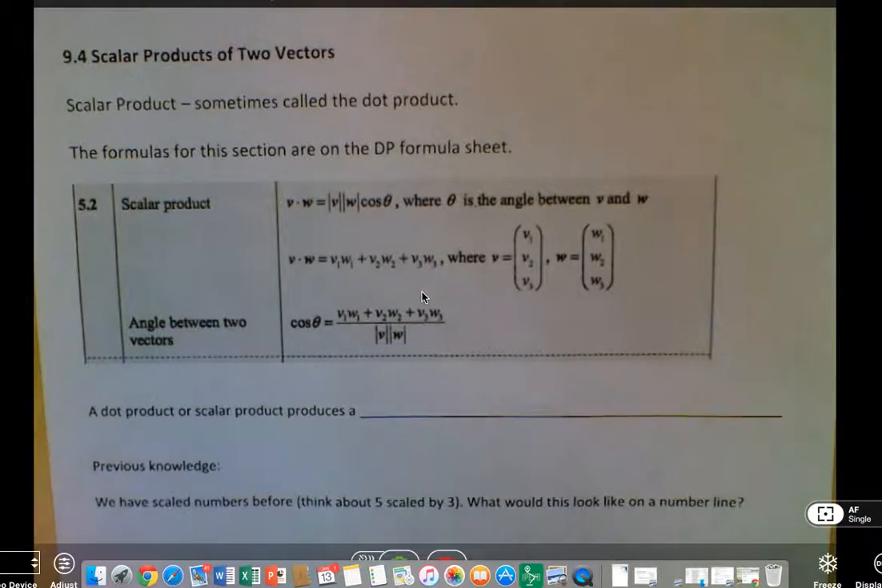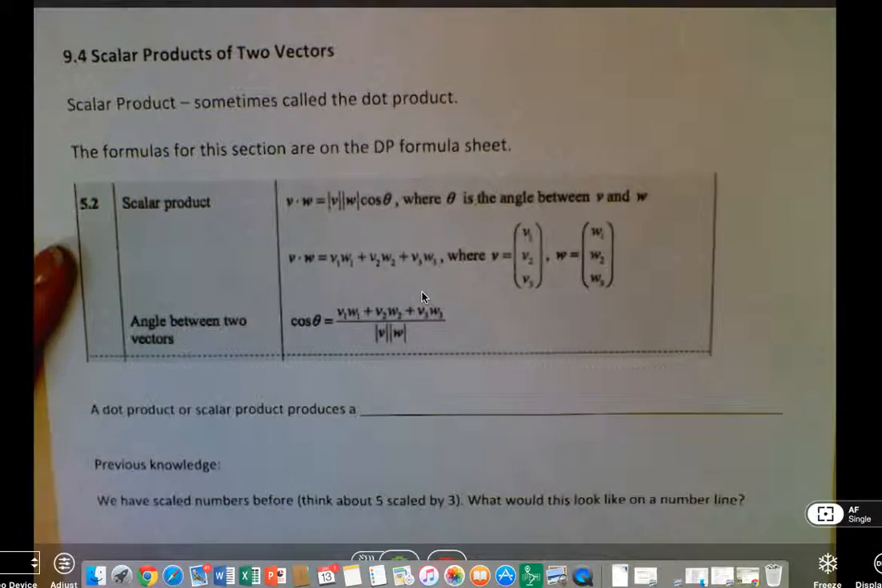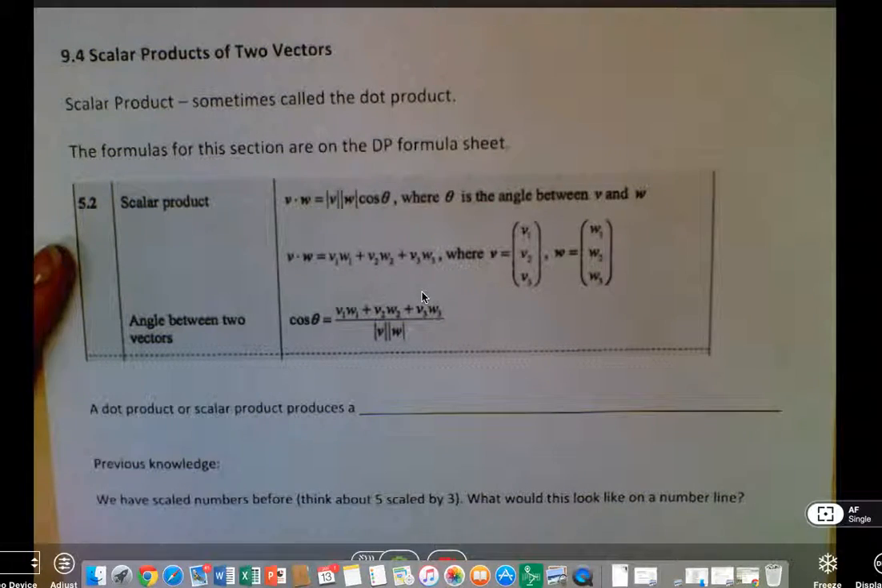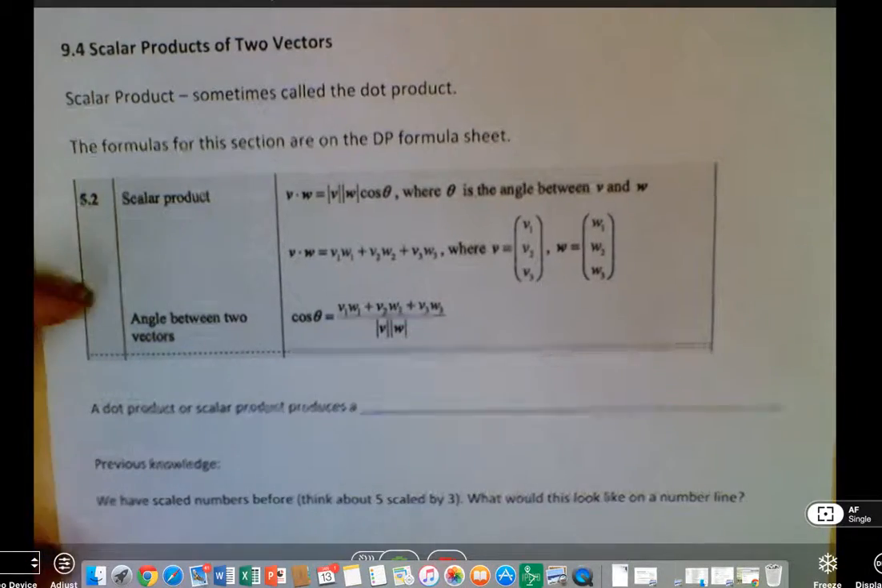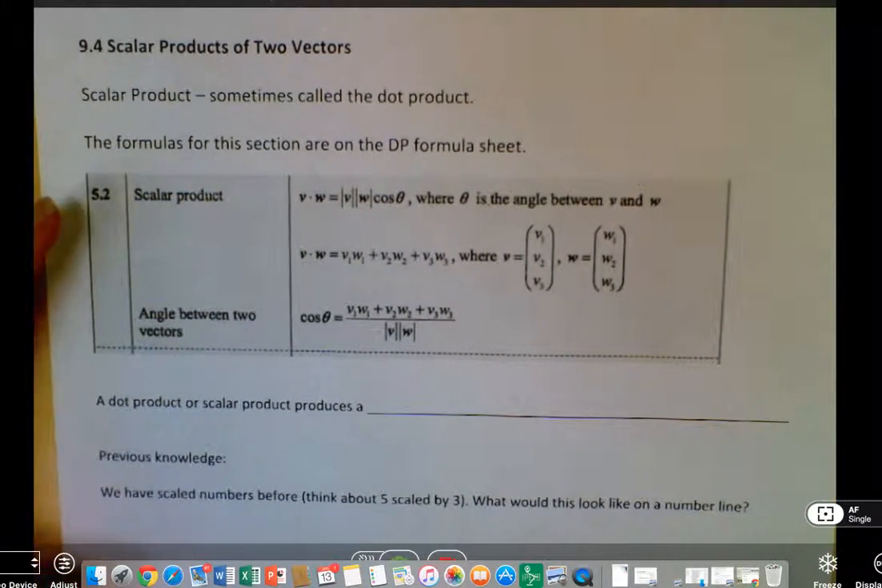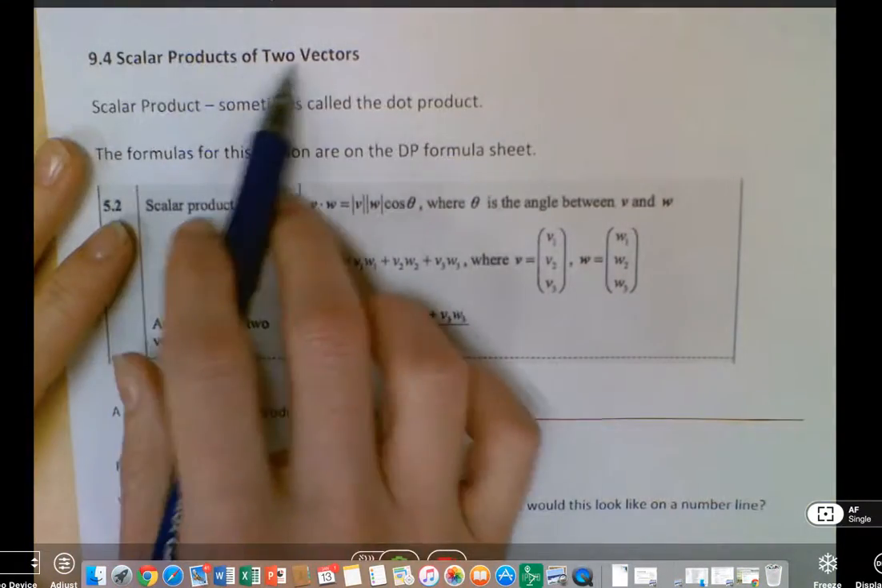9.4 is over scalar products of two vectors, and we're just going to go over this first section together because there's some connections I want you to make down here to what the next video is you're going to watch. I've noted down here at the bottom what the video is I want you to watch. It's on the chapter 9 and 10 playlist, and it should be listed right after this video, so watch for that to be there. So a scalar product of two vectors.